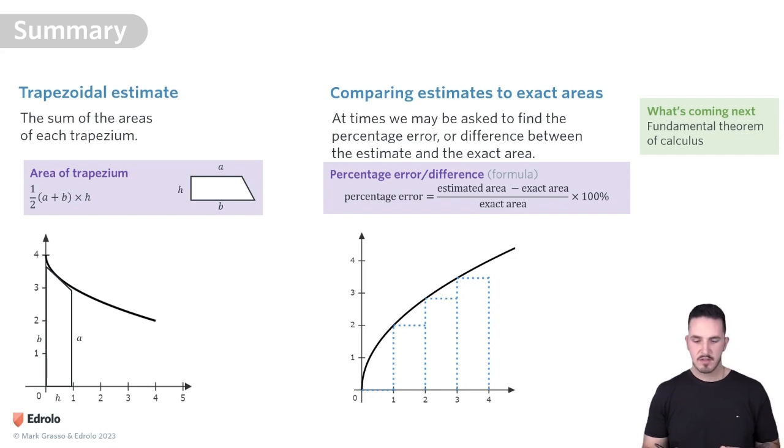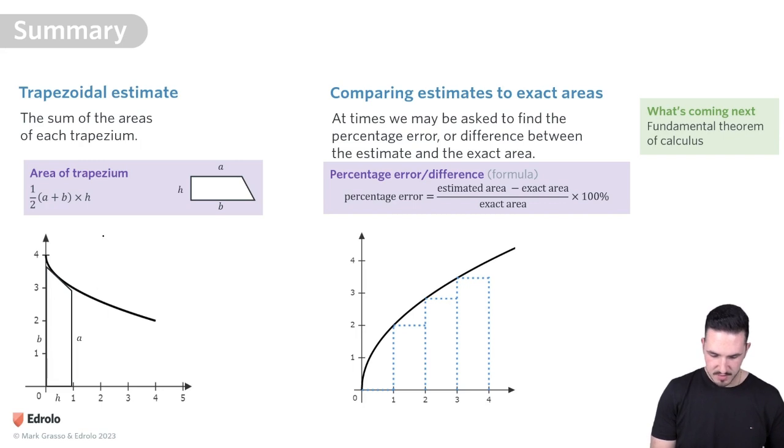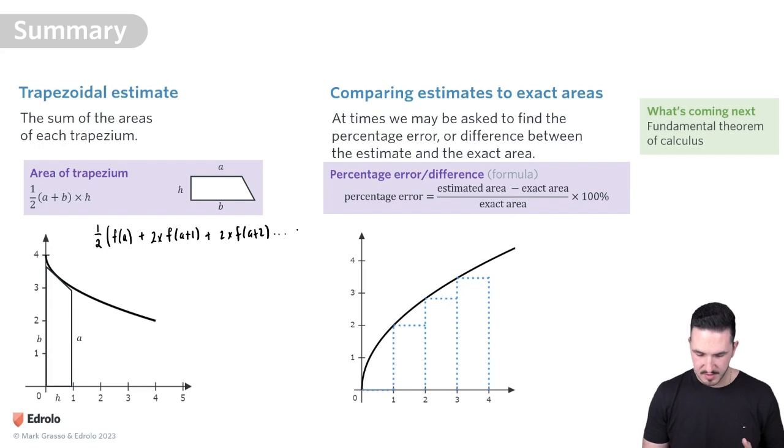Something that I do want to draw your attention to that we went through during this lesson was, for example, let's say you had your first trapezium, so you would have a half times f of a, plus 2 times f of a plus 1, plus 2 times f of a plus 2, and so forth, until you get to the last value. Let's call that f of b. So it's essentially the last trapezium that you're going to be working with.